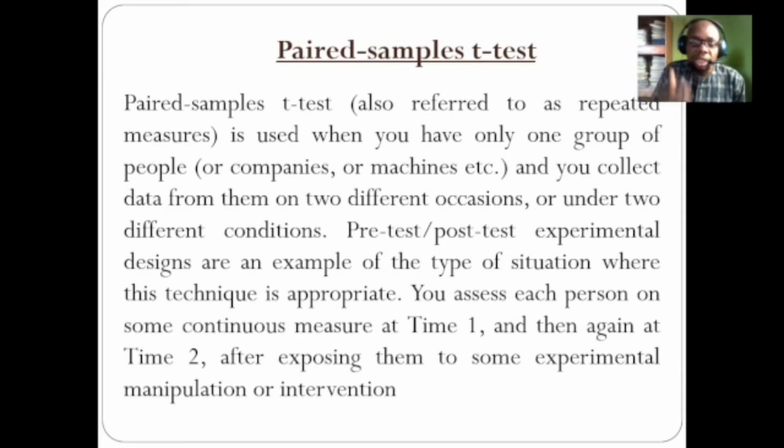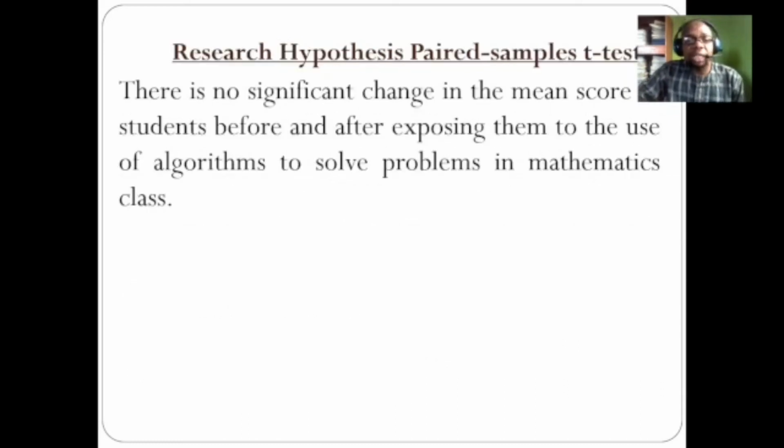So in this case we can say time 1 and time 2, just to differentiate the first time and the second time, maybe before and after. That is what we call the paired sample t-test, and that is the only situation where we can apply it. So let's look at the hypothesis. The hypothesis says that there is no significant change in the mean score of students before and after exposing them to the use of algorithms to solve problems in mathematics class. We assume that there is no significant change.